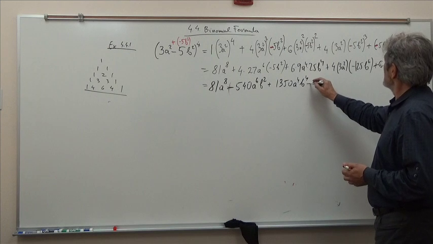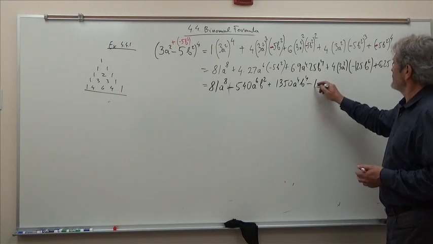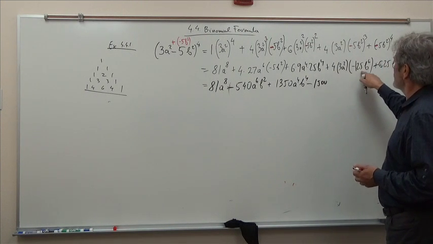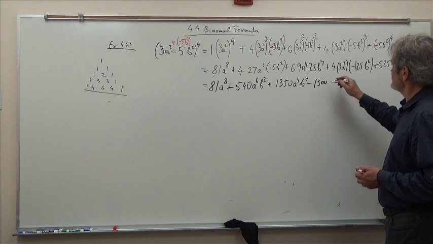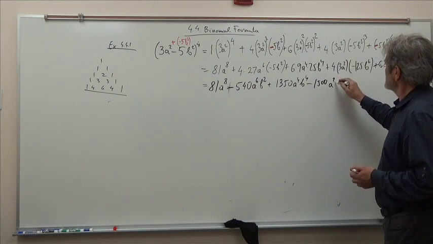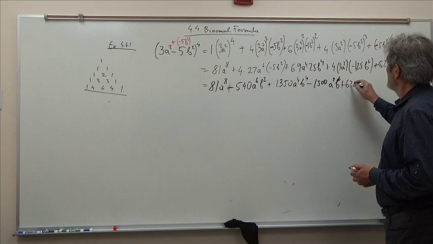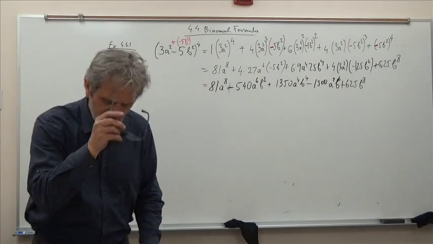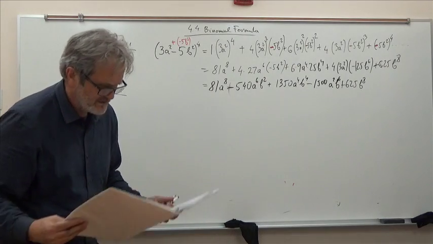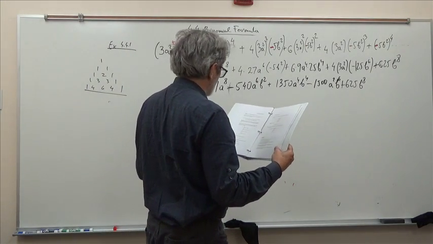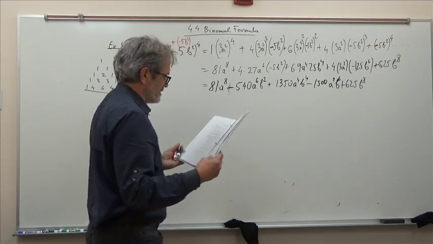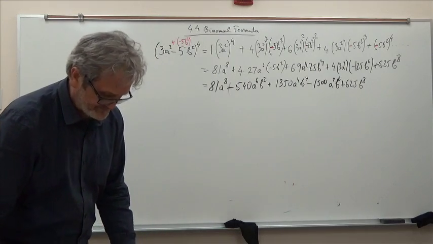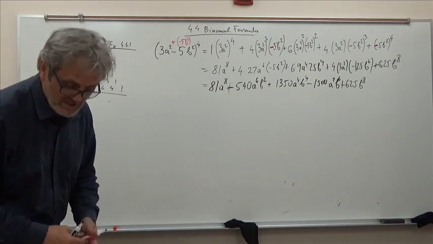And what would that be? This one is negative, so this is 1500, because 4 times 125 is 500, times 3 is 1500, a²b⁶, plus 625b⁸. Let me compare with my notes just in case I have everything correct. 81 minus 540 plus 1350 minus 1500 plus 625. Perfect. All right, that was one example.